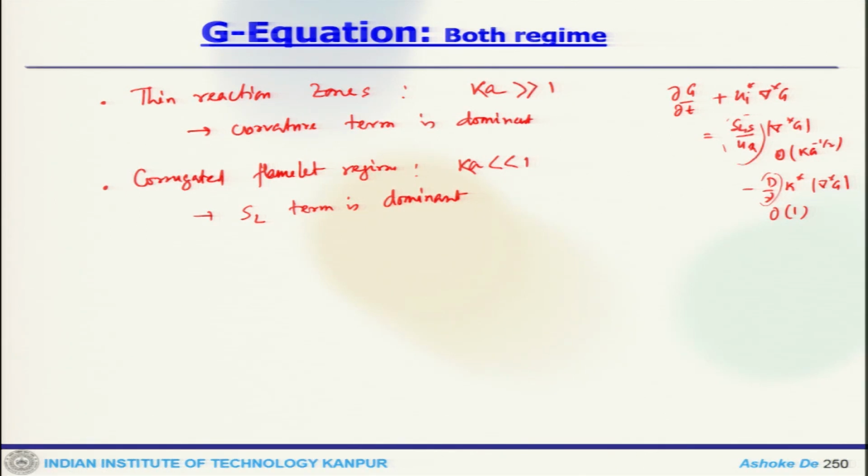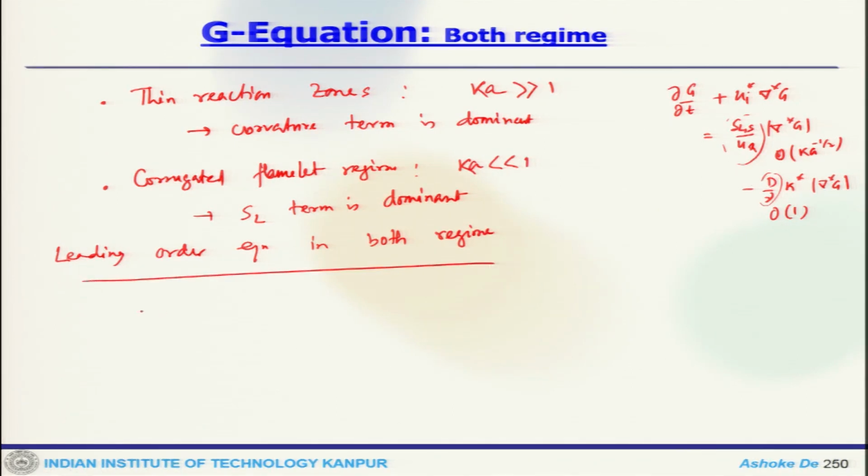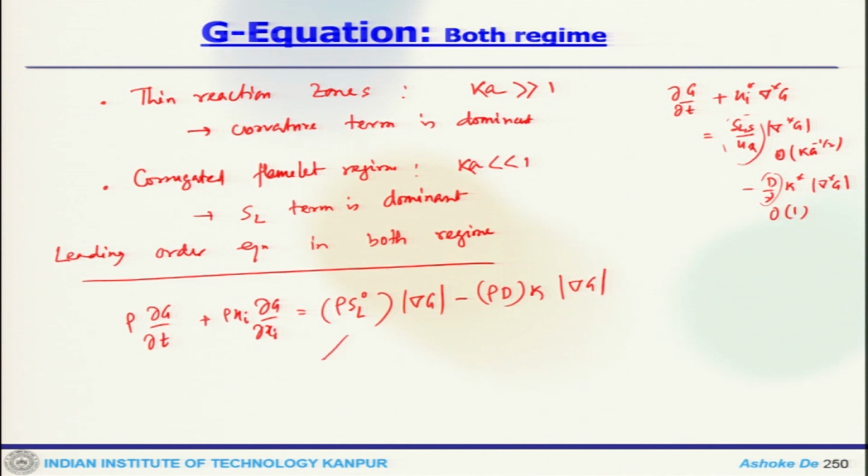So if you take the leading order equation in both regimes, we can write rho del G by del t plus rho ui del G by del xi equals rho SL0 delta G minus rho d kappa delta G. So this term, with the assumption that rho u equals rho u SL0, which is constant, and this is also constant.